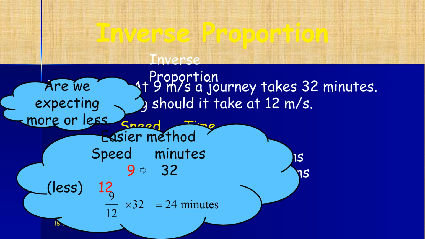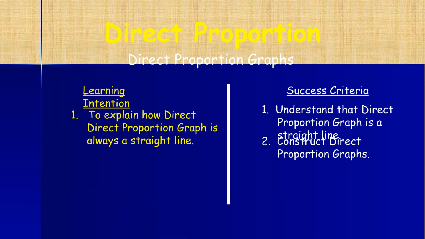In this problem, a journey at 9 meters per second takes 32 minutes. How long at 12 meters per second? Higher speed means less time is expected. The calculation shows that at 12 meters per second, the journey will take 24 minutes. Now let's explore direct proportion graphs. Our learning intention is to explain why these graphs are always straight lines.